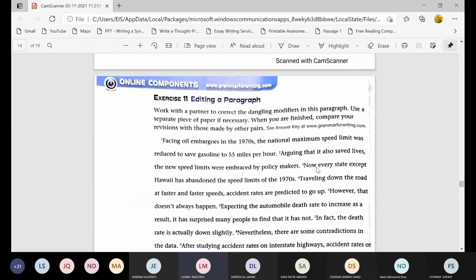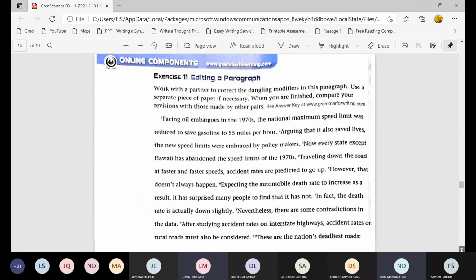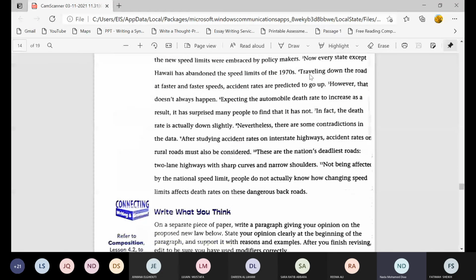Now every state except Hawaii has abandoned the speed limits of the 1970s. It is correct. No change. Number 4. So look at 4, Rujai. Yes, dear Rima. I'm sorry, my mic was lagging.